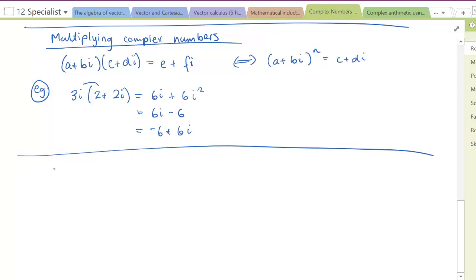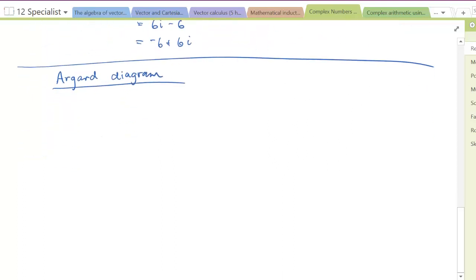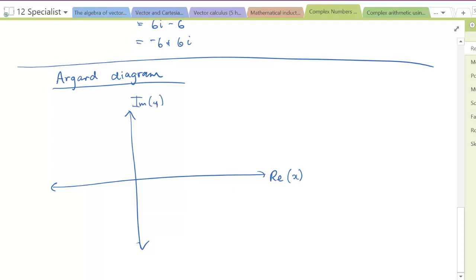Alright, so finally then we'll look at the Argand diagram. An Argand diagram is really just looking at a complex plane. So in a complex plane, it has two dimensions, and we're looking at the real, and sometimes we can call that the x, and the imaginary that relates to the y.